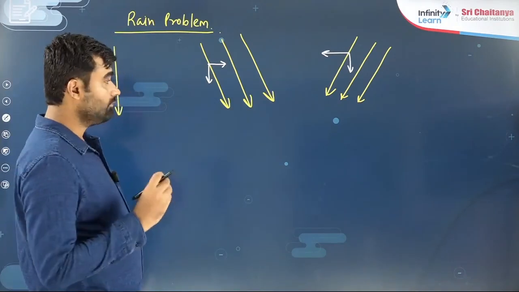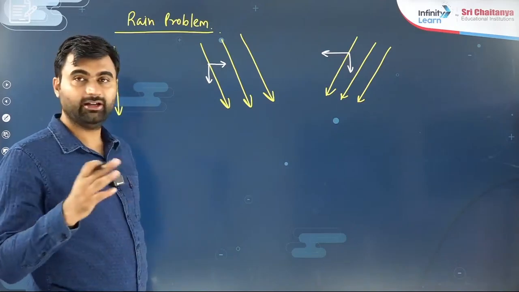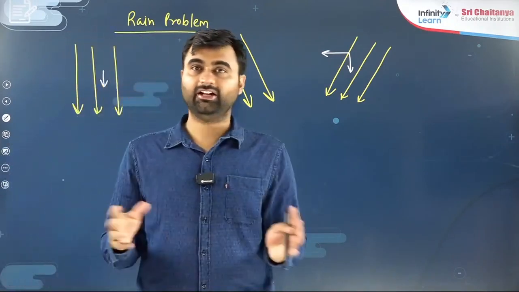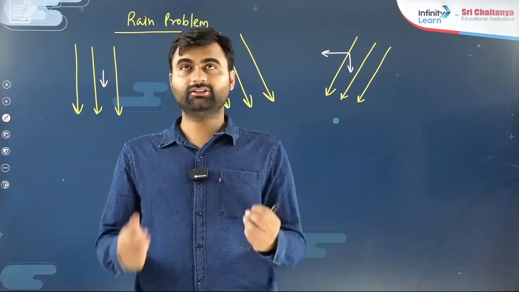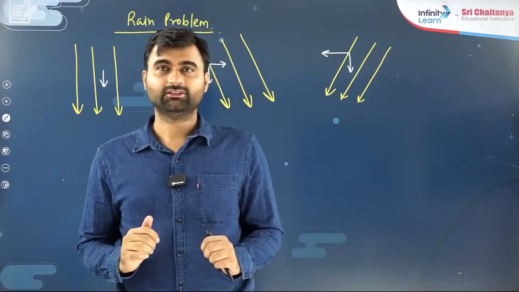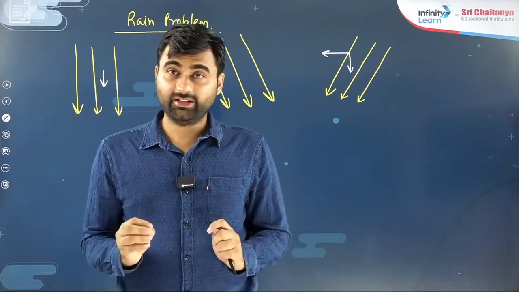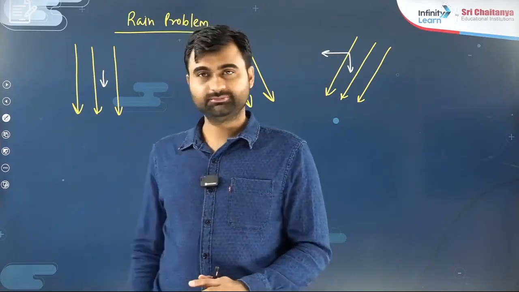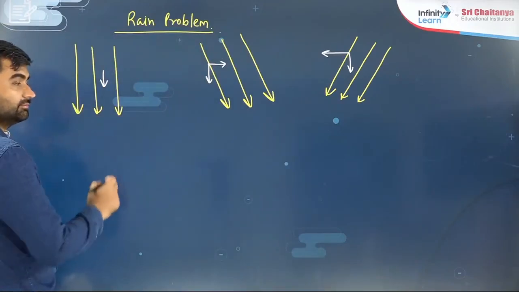Now, how to solve the problem of rain and man? Because they will ask a question like this: at the time of raining, in which direction should we hold the umbrella so that we will not get wet, so raindrops will not fall on us? In which direction we have to hold the umbrella, that direction we have to find out. Clear? Okay.